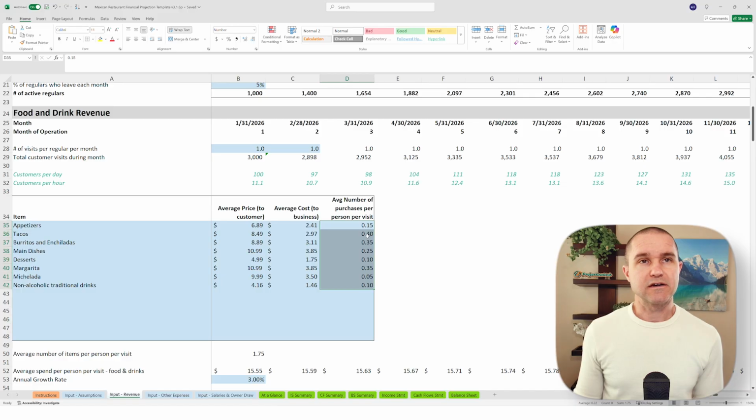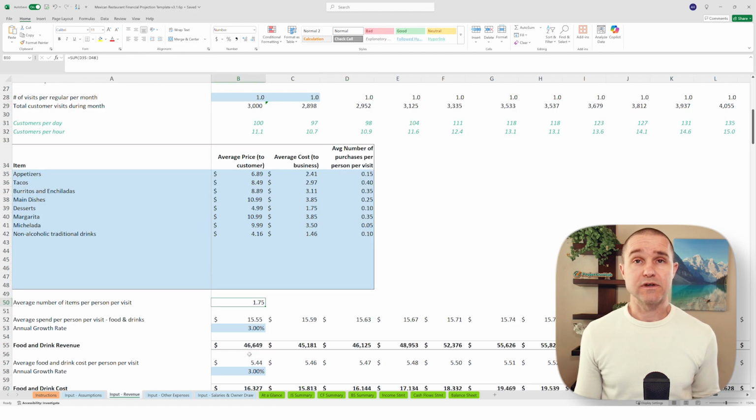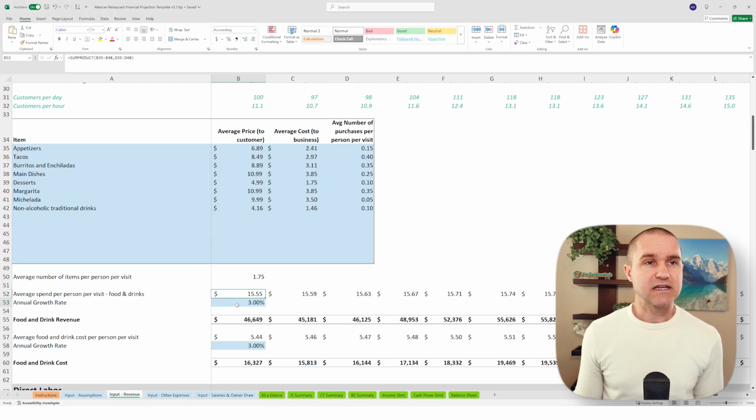And then this assumption here is the average number of purchases per person per visit. So in other words, the way you can think about this is, if it says 0.15, that means 15% of visitors are going to get an appetizer. 40% of visitors are going to get a taco. 35% are going to order the burritos and enchiladas, right? You can see all those different percentages built out there. So the average number of items per person per visit is 1.75 items. So maybe they get an appetizer and an entree, or an entree and a drink, for example. And then this is the calculated average order per person is $15.55. And we can set an annual growth rate for inflation here of 3%. And that ultimately calculates your food and drink revenue and your food cost.